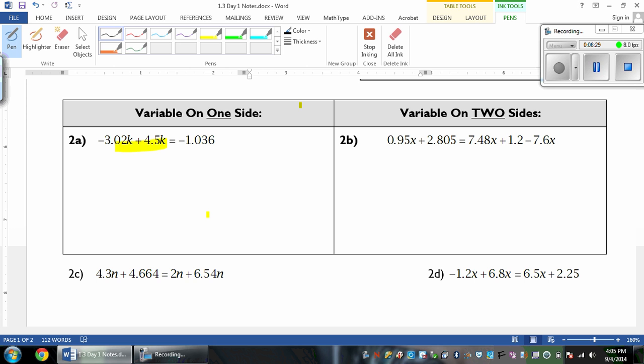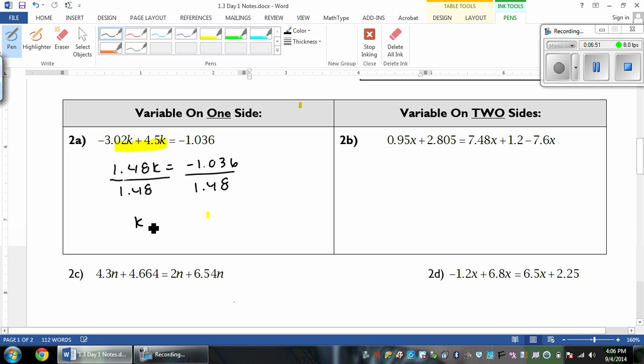So -3.0k plus 4.5k is going to equal 1.48k, and that's going to equal -1.036. I want to get k by itself, so I'm going to divide by 1.48. And remember, whatever I do to one side, I have to do to the other. K is going to equal, when you put the whole thing in the calculator, you get -0.7. That should be a review since we've done that for the last couple of days.